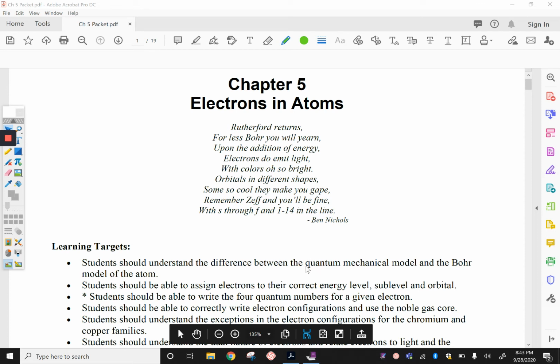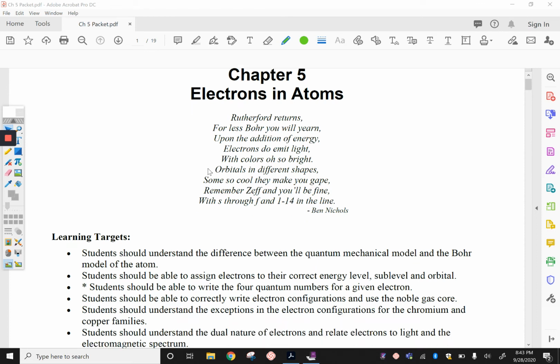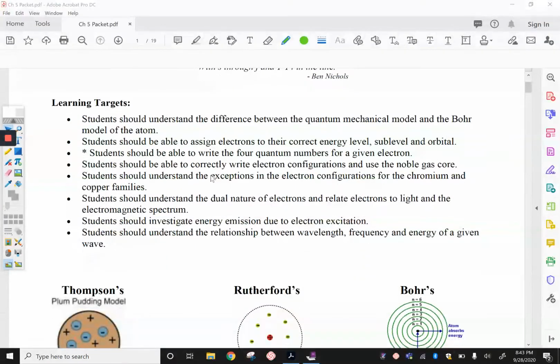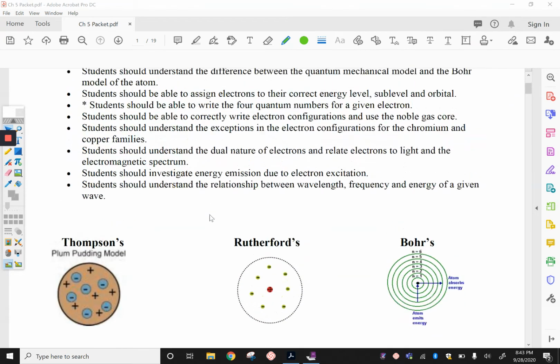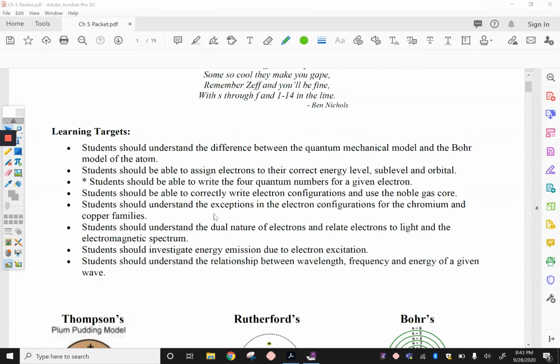And as always, in our study guide, we start with a little poem and then our learning targets. So this is a checklist that you want to check before a test or the exam. And this chapter is kind of an overview of what the modern atomic theory is, what we believe is inside of the atoms now. And of course, this is always evolving.